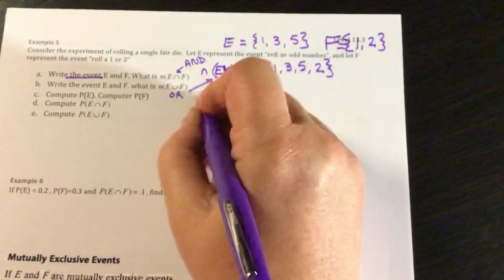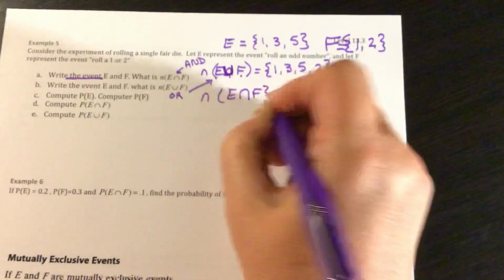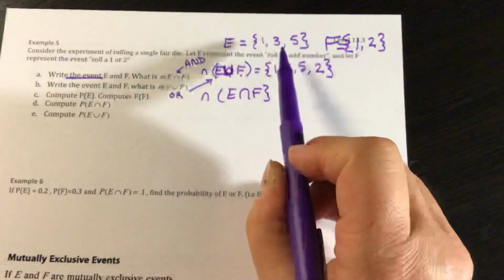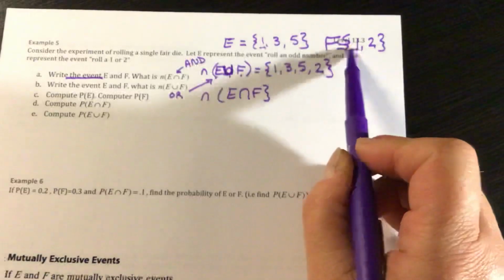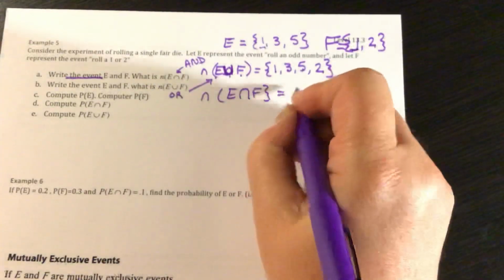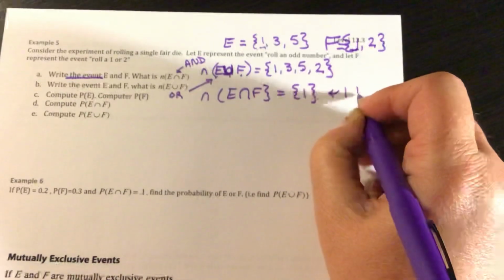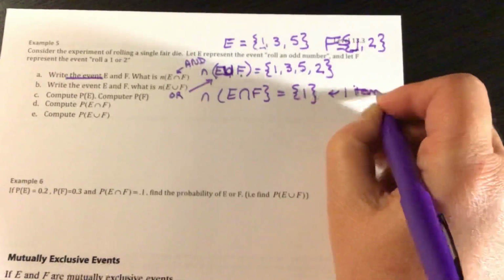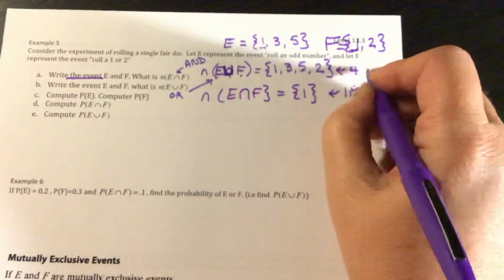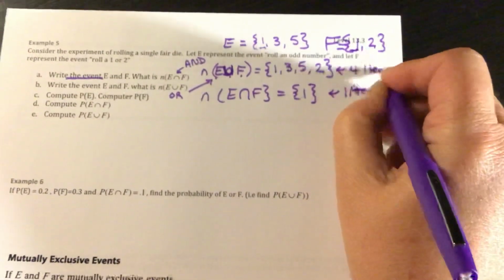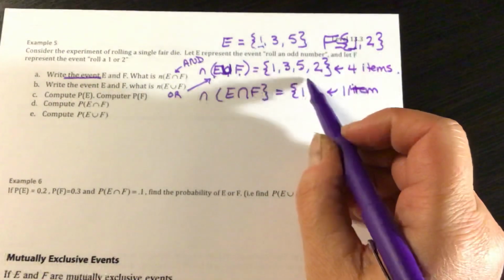If I have E and F, it's the element that is in both groups, and the only one that's in both of them is 1. So this has 1 item, and this has 4 items in the set. There's just a set of 1, this is a set of 4.